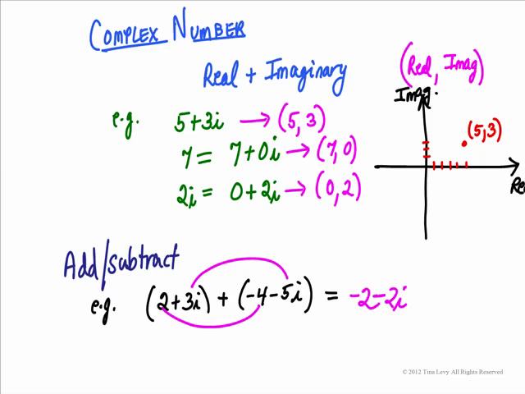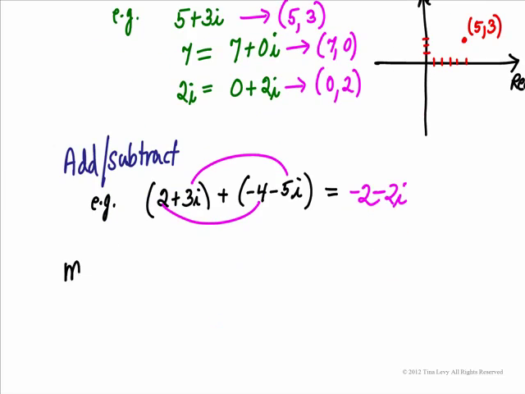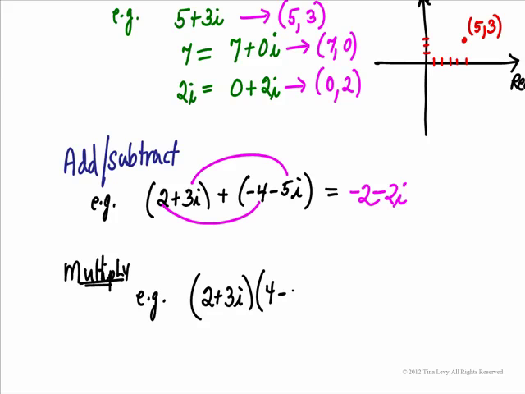Just like we can add and subtract, we can also multiply and divide. But let's look at multiply first. So if, for example, I might say, take the number 2 plus 3i and multiply it times 4 minus 5i.